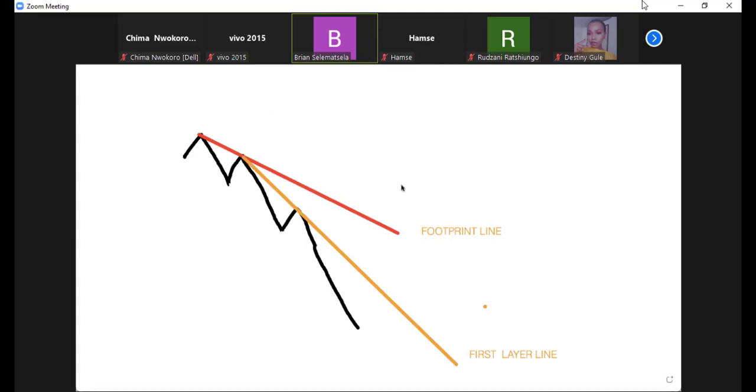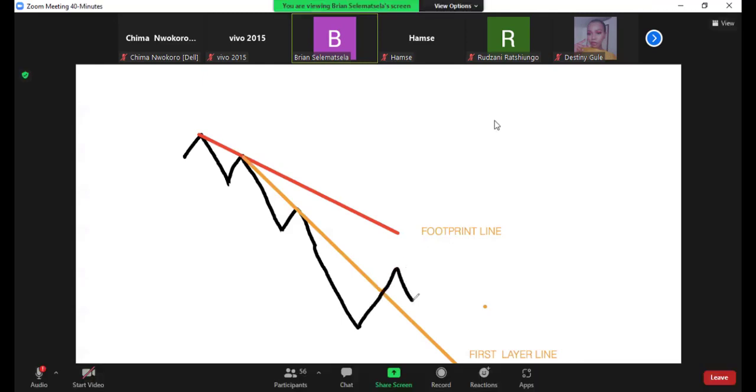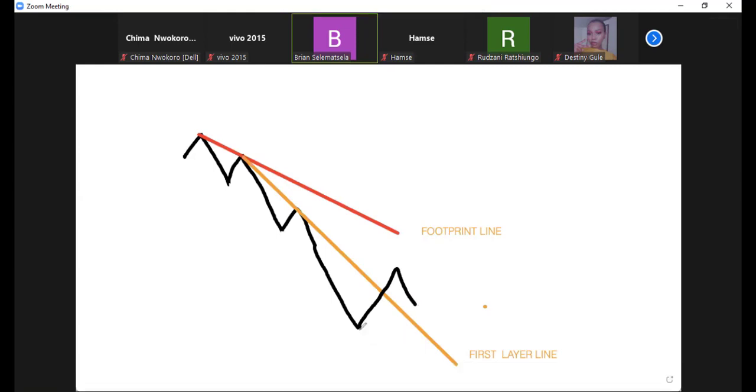So you just simply wait for the market to break the first layer line, and after that it has to make a retest. But the retest can be lower than that line. We don't want that. We want the same scenario here, but in a different direction.